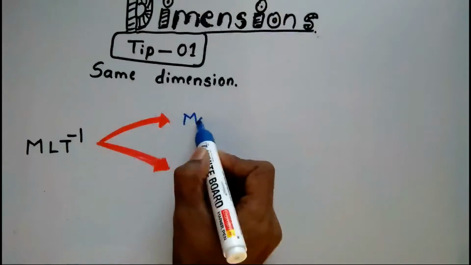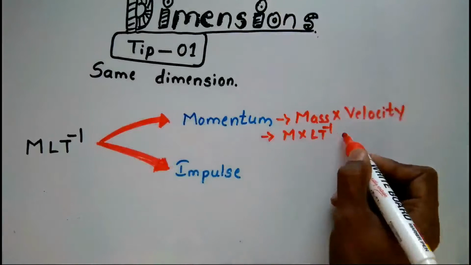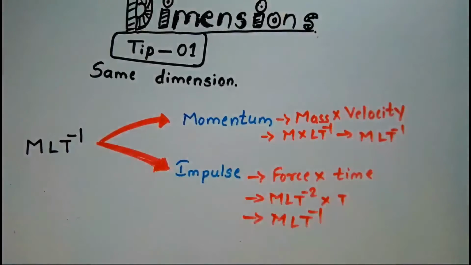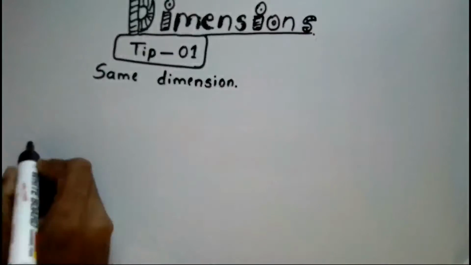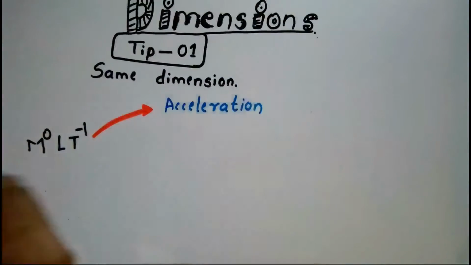Next dimension is M L T^-1. This dimension corresponds to two physical quantities, those are momentum and impulse. Momentum is mass into velocity and impulse is force into time.